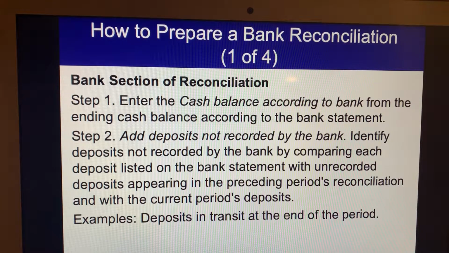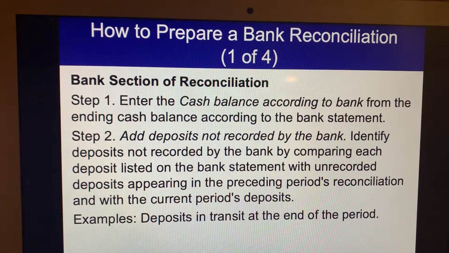Bank section of reconciliation. These are the steps. Step 1, enter the cash balance according to the bank from the ending cash balance according to the bank statement. The previous slide showed what happens visually. This is the actual wording of it.